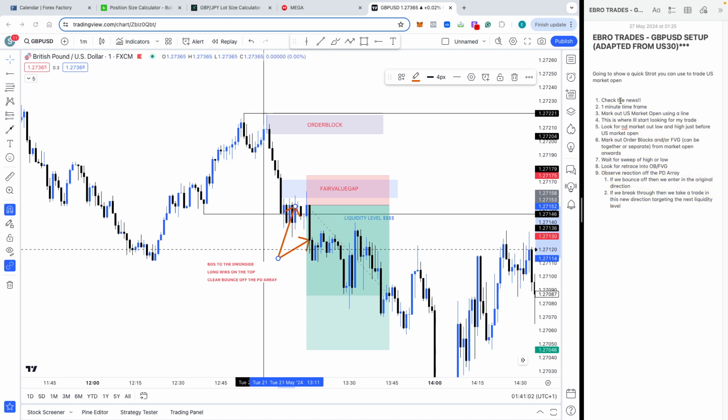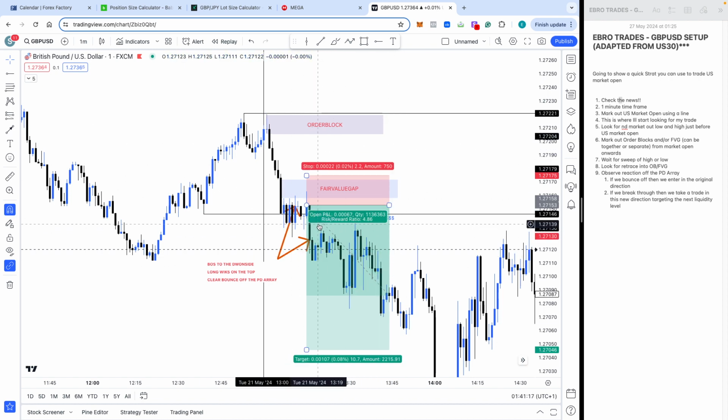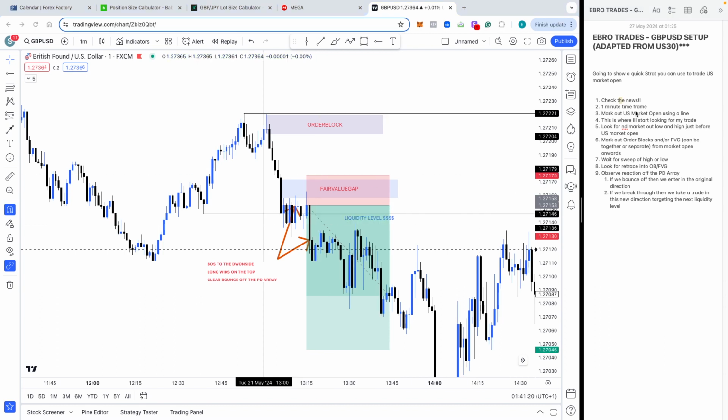We're on the 1 minute time frame. We're checking the news. We are marking out US market open. We are only trading within the 1 to 2 hours from US market open. If a trade doesn't present itself in this period of really high volatility and really high trading volume, then we do not take a trade for the day.